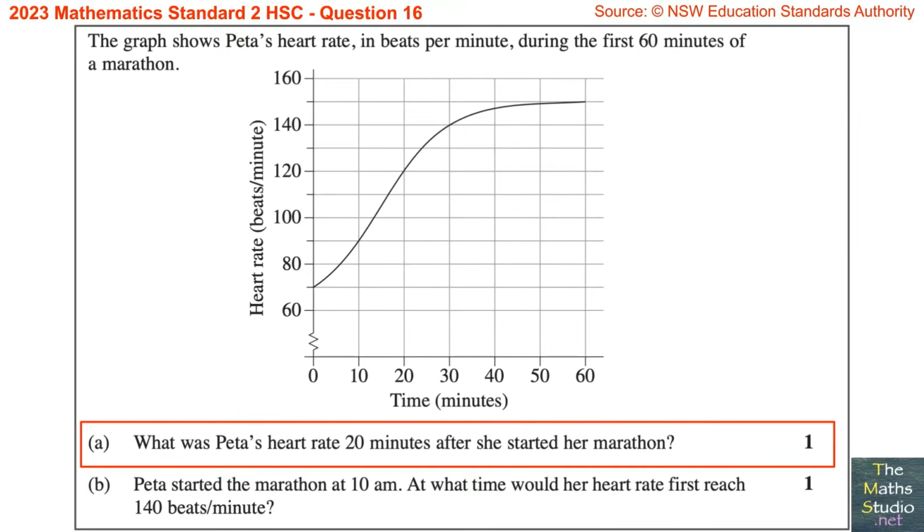Question 16. The graph shows Peter's heart rate in beats per minute during the first 60 minutes of a marathon. Part A. What was Peter's heart rate 20 minutes after she started her marathon?